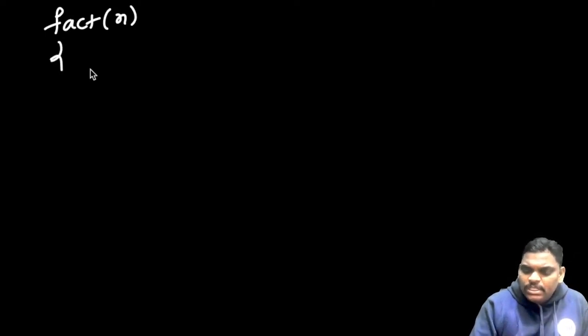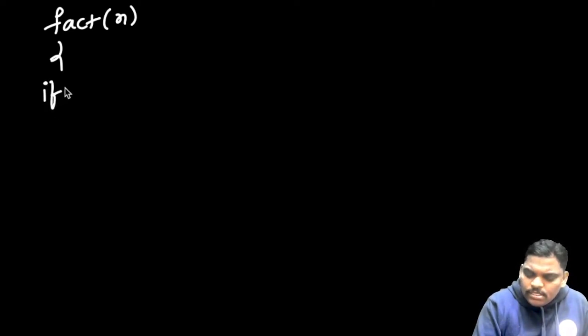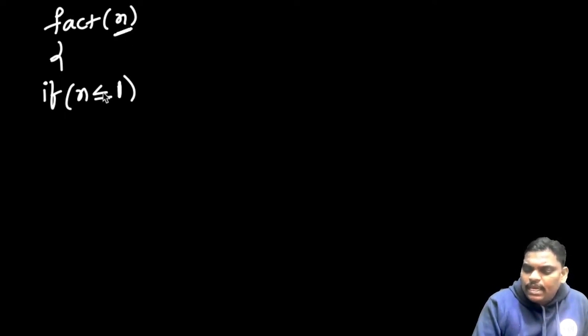Factorial of n. See this one. This is roughly the program. Please don't worry that much about syntax, I am just giving an idea. If anyone asks me what is the factorial of n, the first question I will ask is: is n less than or equal to 1? If true, return 1.